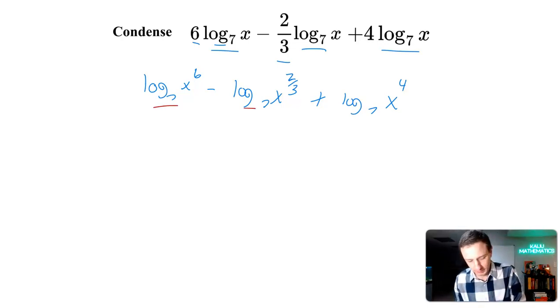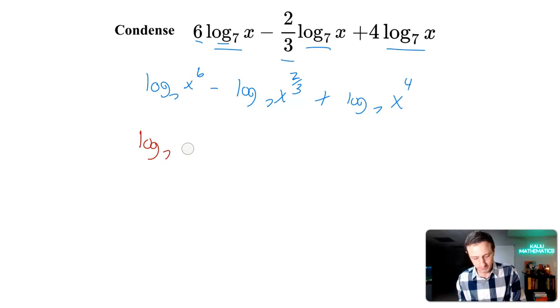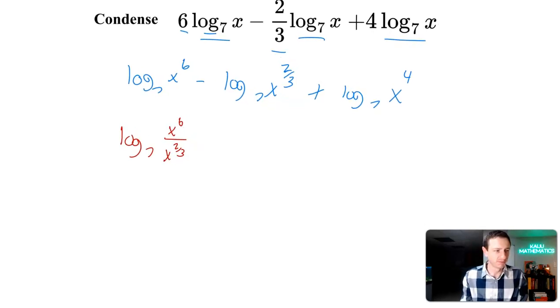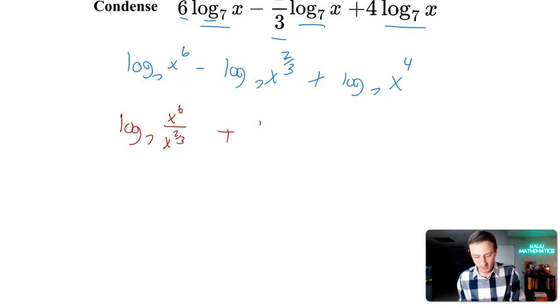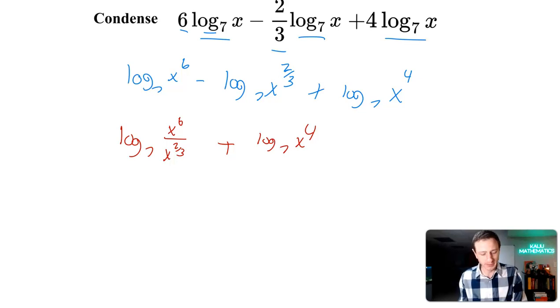Well, I'm paying attention to the fact that I have the same base log. If we have that same base, we are then able to really do some manipulation here. I'm noticing subtraction. Since I have subtraction, I want to use quotient. So I'm going to rewrite this as log 7 x to the 6th divided by x to the 2/3. Now I want to simplify that, and I know I still have this plus log 7x to the 4th. We'll worry about that in a second, but let's take care of that 6 over x to the 2/3.